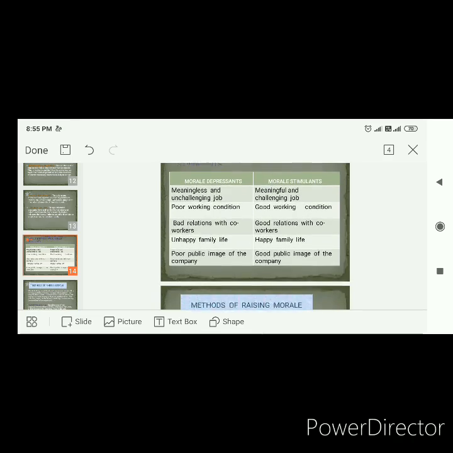Point number 8, low wage, salary and allowances is one of the factors. That means if an employee has been given low wage, low salary, low allowances, then also he's not happy, he's not satisfied, his morale will be low. So that will be one of the factors of morale depressant.